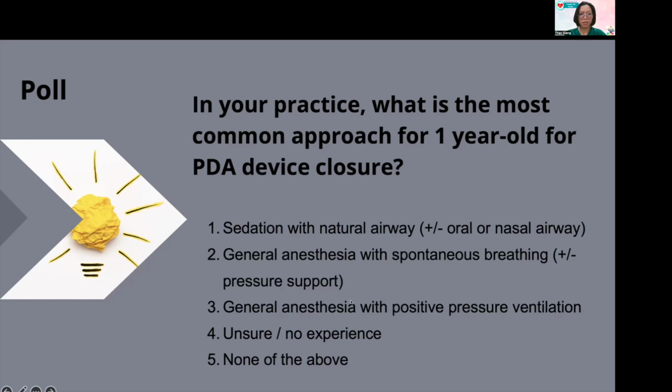Wow, here is the result. 50%, the highest number, with using general anesthesia with positive pressure ventilation.